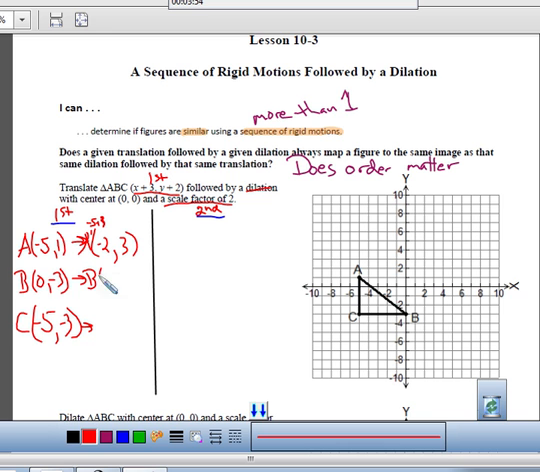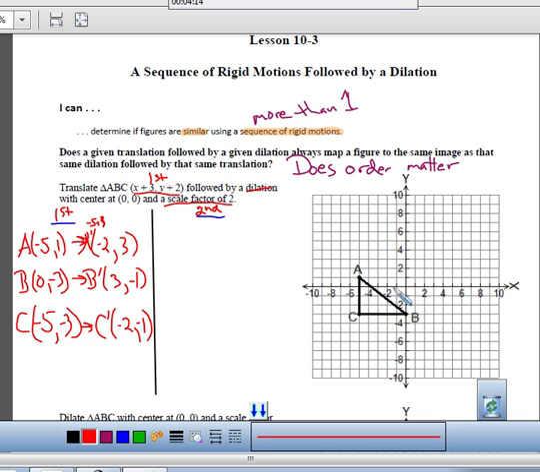B prime, again, we're going to add 3 to the x value. So 0 plus 3 is 3. And -3 plus 2 is -1. And then the last one, -5 plus 3, we already know, so C prime, is -2. And then -3 plus 2, we already know, is -1. Alright, so now plot those points.